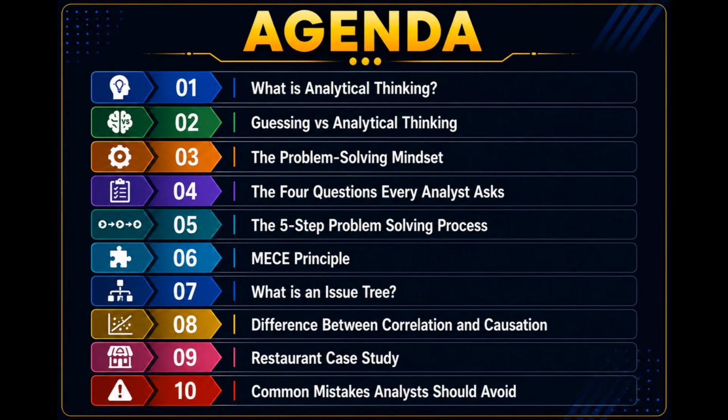Today's agenda for this video. First, we'll understand what analytical thinking is and why it is one of the most important skills for every data analyst. Next, we'll compare guessing with analytical thinking to see how successful analysts make decisions. Then, we'll build a strong problem-solving mindset and learn the 4 important questions every analyst should ask. After that, we'll go through the 5-step problem-solving process, understand the MECE Principle, and learn how to create an issue tree. We'll also explore the difference between correlation and causation, solve a real-world restaurant case study, and finish by discussing the common mistakes every analyst should avoid.